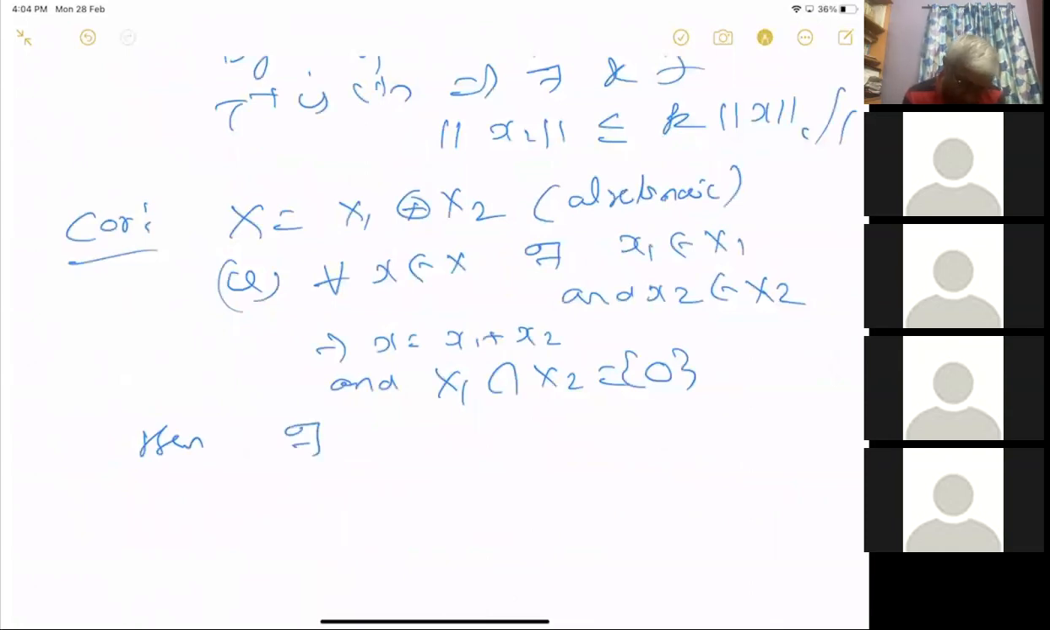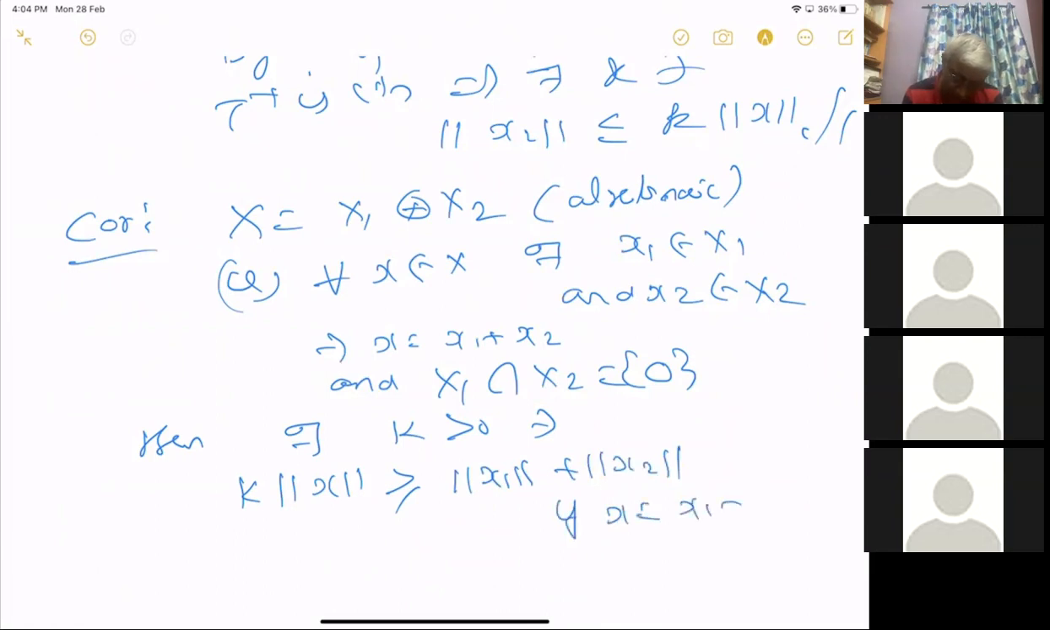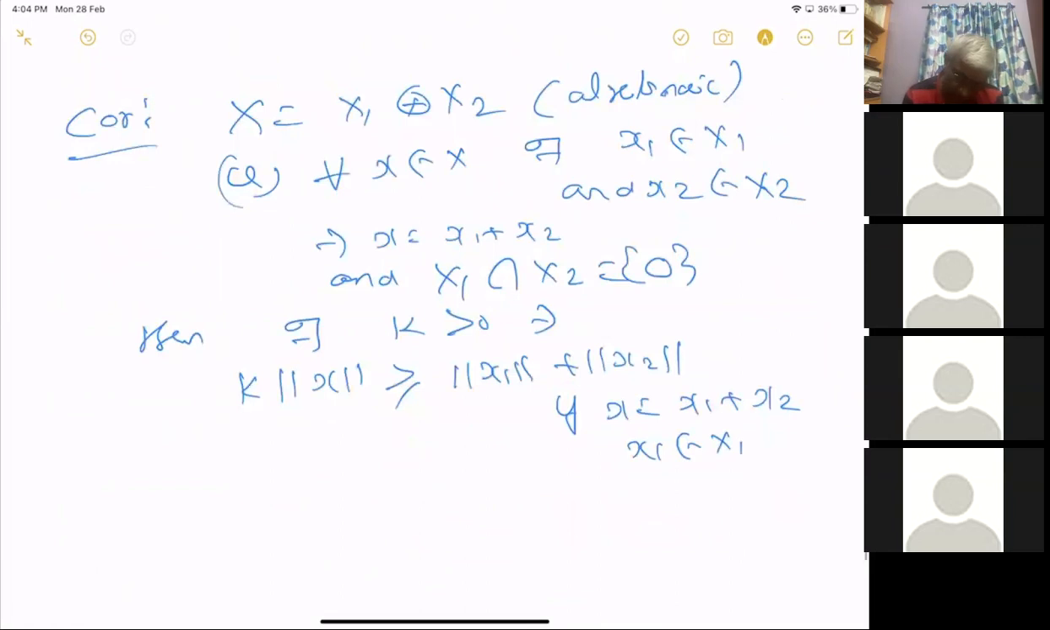Then there exists a K greater than 0 such that K times norm x is greater than norm x1 plus norm x2, if x equals x1 plus x2, x1 is in X1, x2 is in X2.